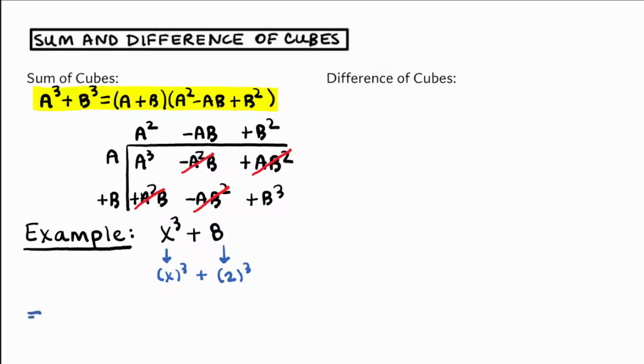So I'm going to say that this factors into a plus b, so in this case, a is x and b is 2. So x plus 2 multiplied by a squared, that would be x squared, minus a times b, so minus x times 2, that would be 2x, plus b squared is positive 4. And that's how we factor a sum of 2 cubes.